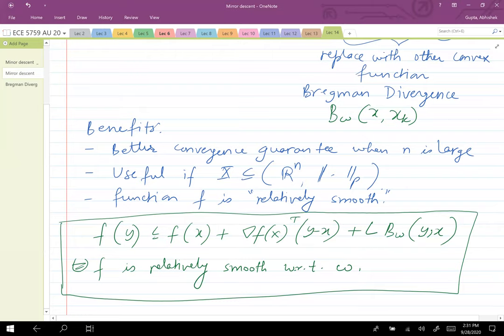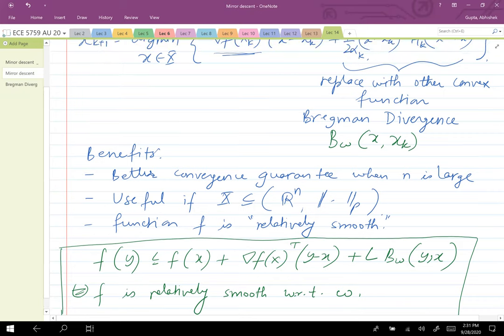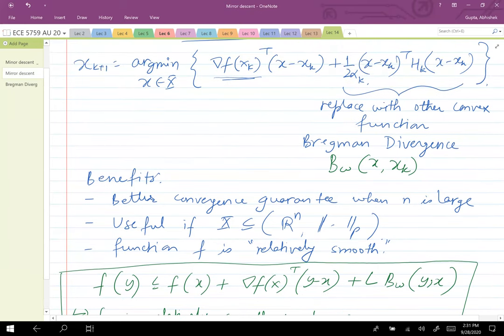Okay, so because of this relative smoothness, what you want to do is find a feasible direction in which to descend, but solving the original optimization problem is difficult. So what you do is look at an upper envelope of the function around x_k, and then you replace the function that you are trying to minimize with that upper envelope within this argument. And that again leads to a mirror descent algorithm.